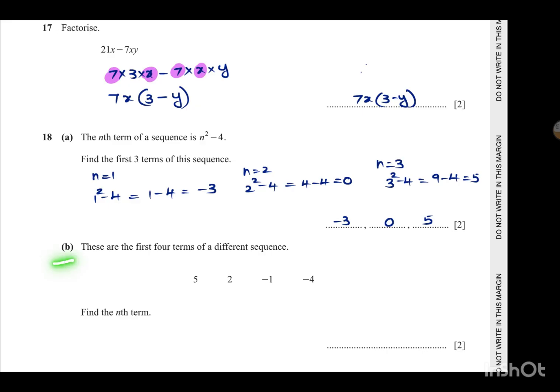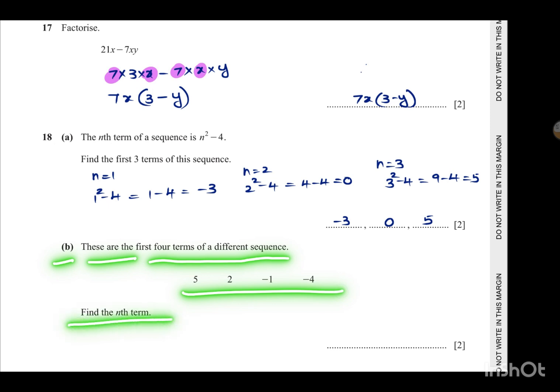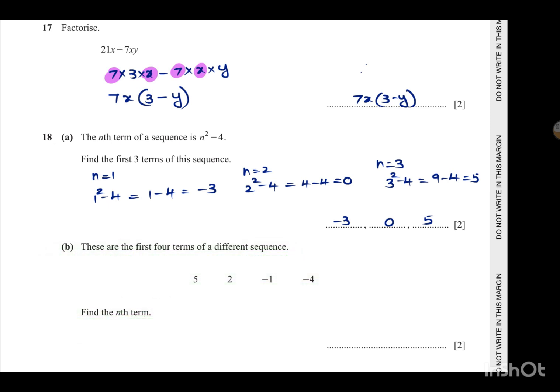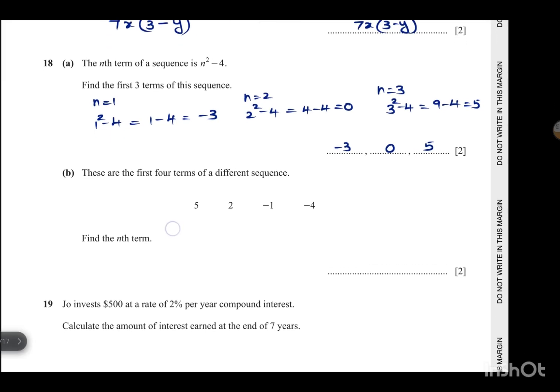Question B. These are the first 4 terms of a different sequence. Find the nth term. Now to find the nth term, we need to use a rule which is a plus n minus 1 into d.